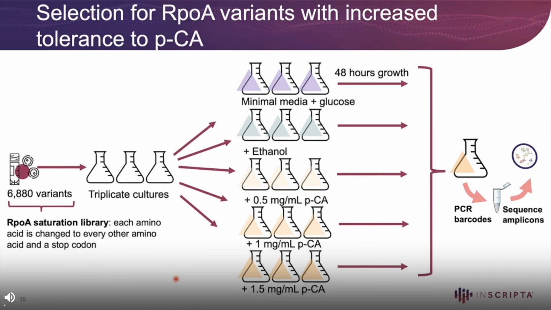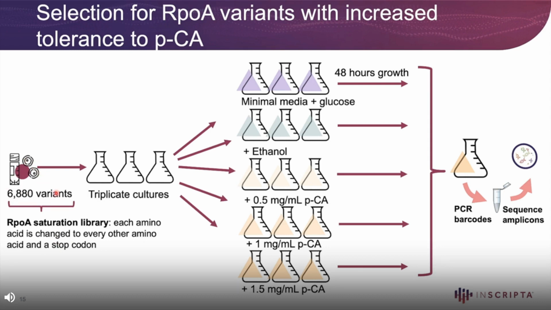So based on the results from the previous selection experiment, it showed us that there's something going on with RPOA. And so the next library that was built was an amino acid saturation library against RPOA. And in this library, every amino acid was changed to every other amino acid as well as a stop codon. And this library generated a pool of 6,880 different variants.